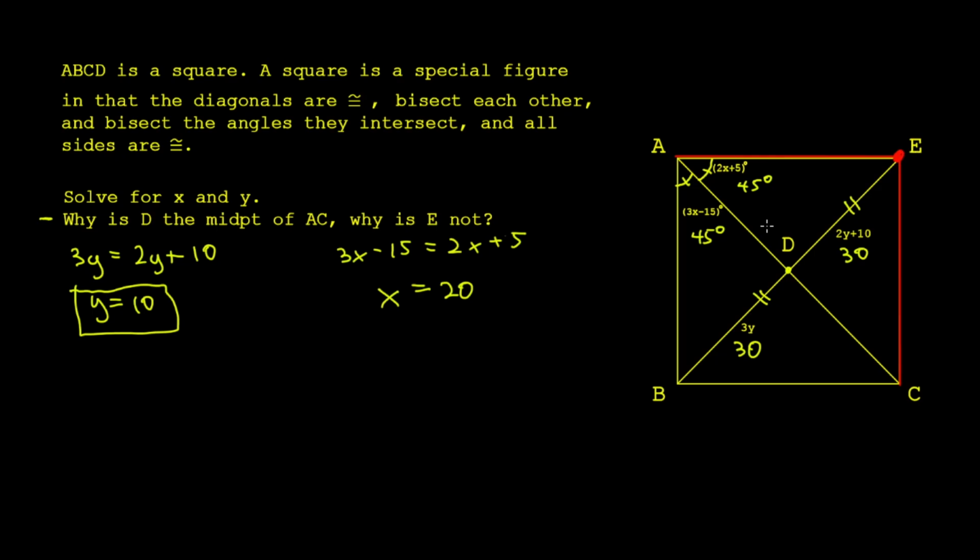To recap, when you're doing algebra from geometry, your algebra comes from the geometry, you make your equations, you solve them, put them back in, check your answers, and then there you go. And again, D is between A and C because it lies on AC. E is not between A and C because there's two segments. Therefore, D is the midpoint of AC and E is not.